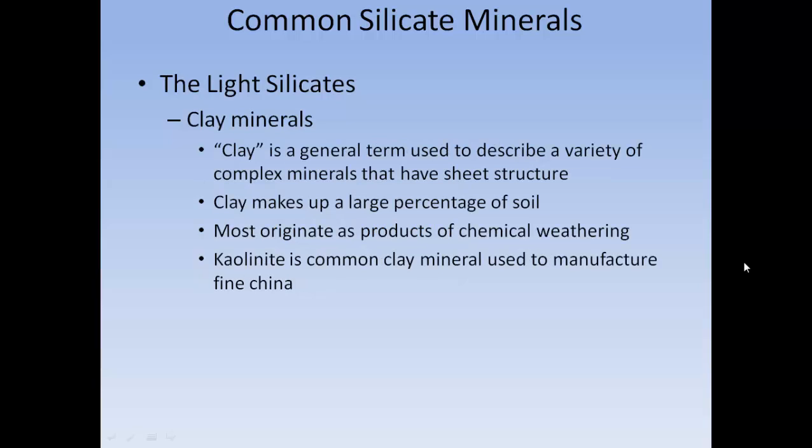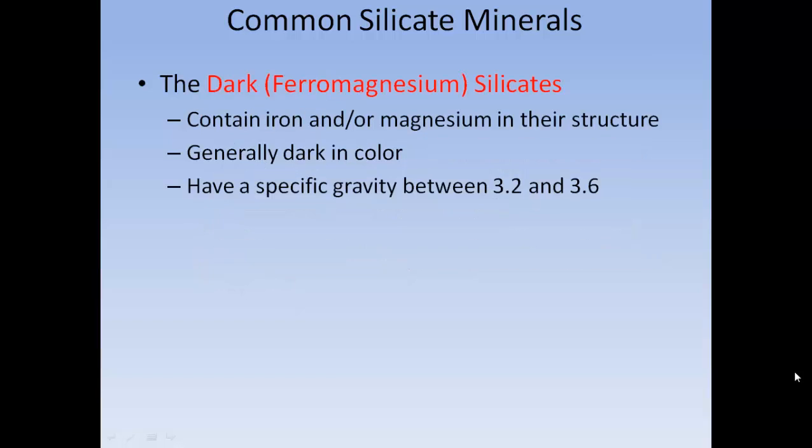Clay minerals. Clay is a general term used to describe a variety of complex minerals that have a sheet structure. Clay makes up a large percentage of the soil. Most originate as products of chemical weathering. Kaolinite is a common clay mineral used to manufacture fine china. So these are minerals formed from the decomposition of other silicate minerals.